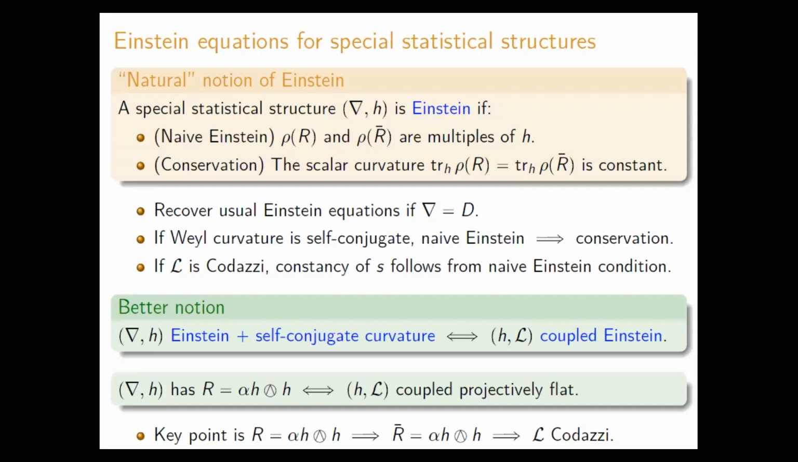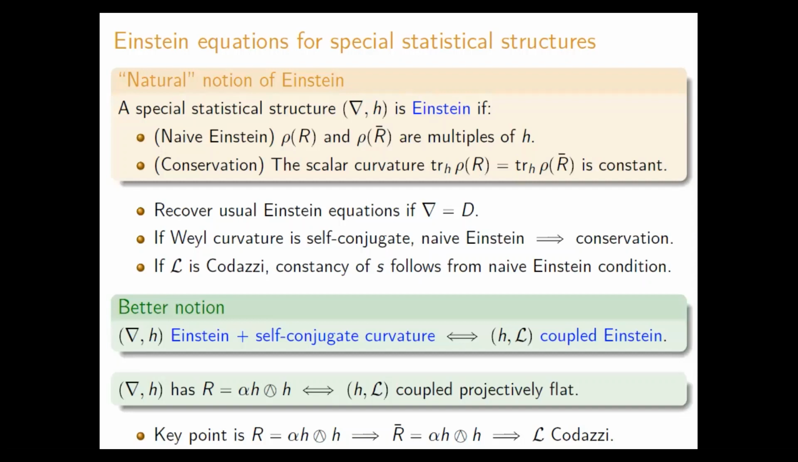So really what I want to think about is this pair of equations, these Einstein equations here, plus the self-conjugacy of the curvature. And that turns out to be equivalent to these coupled Einstein equations that I defined before for H and L by themselves. And so that was the point of all that introduction before. This seems to me very natural, and I think therefore this is the correct natural notion in this particular context.